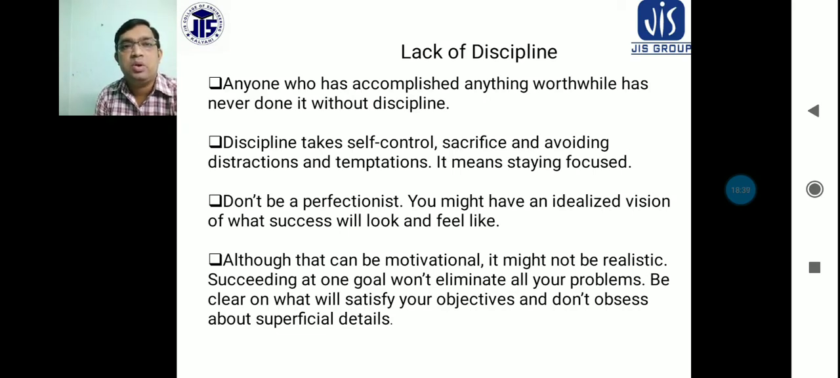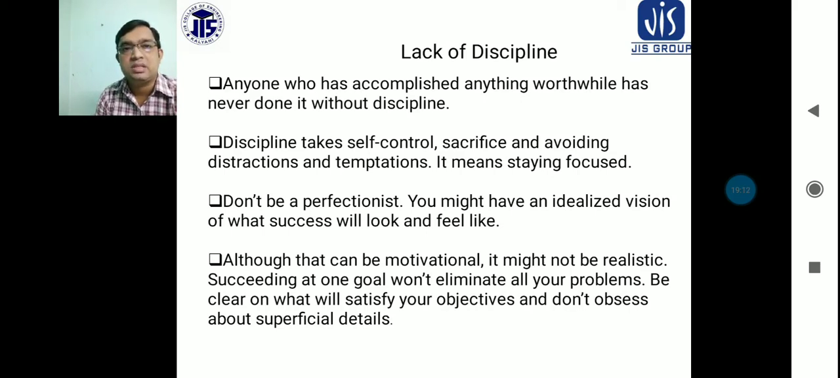Anyone who has accomplished anything has never done it without discipline. Basically, we can see in real life a few people who, from the beginning of schooling, like in college life, cannot be disciplined. For this, every year they get some failures, and the result is not at a satisfactory level. This comes from the lack of discipline.